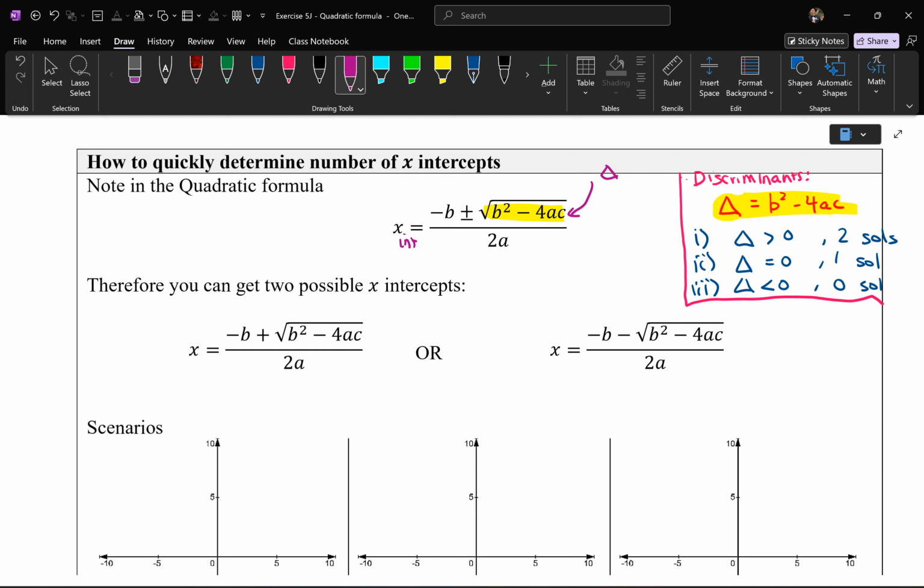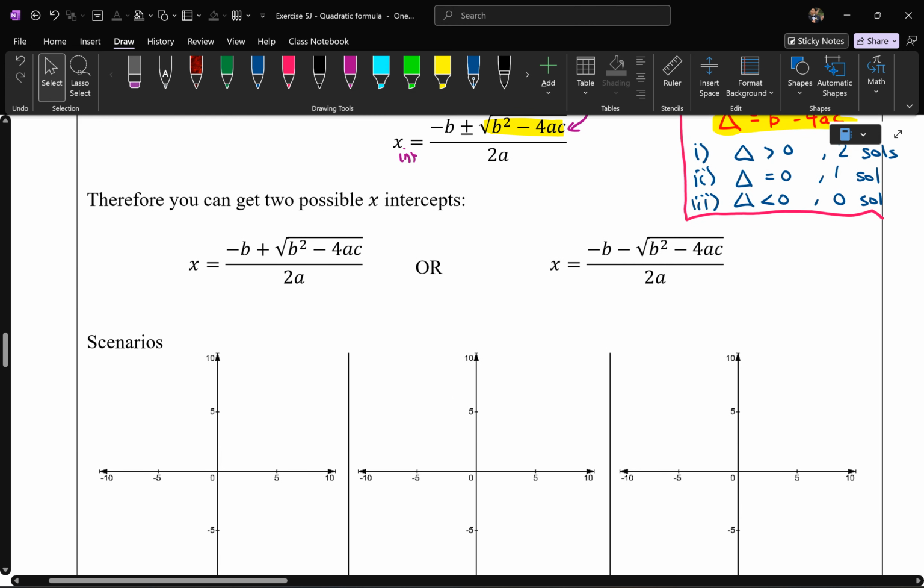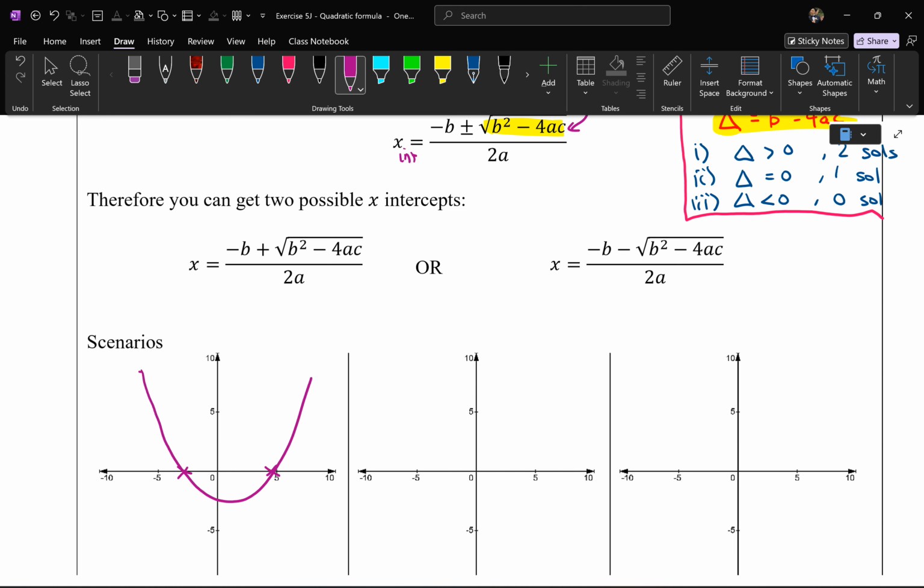Now, for the possible intercepts, there are 3 scenarios that your quadratic can have. You can have a quadratic that has 2 x-intercepts. That's 1, that's 2. But then you can have a quadratic where it doesn't have any intercepts at all. So that's 0. Or you can have a quadratic where the turning point sits exactly on the x-axis, so you only have 1. 1 intercept, no intercept, 2 intercepts. This is what those numbers represent when they say 2, 1, and 0.